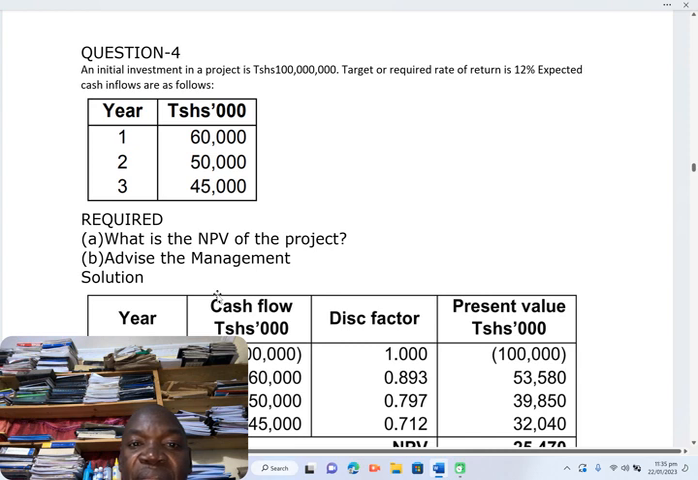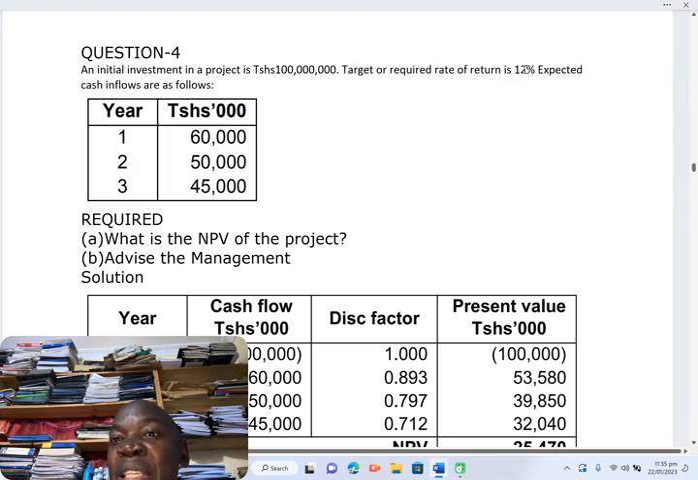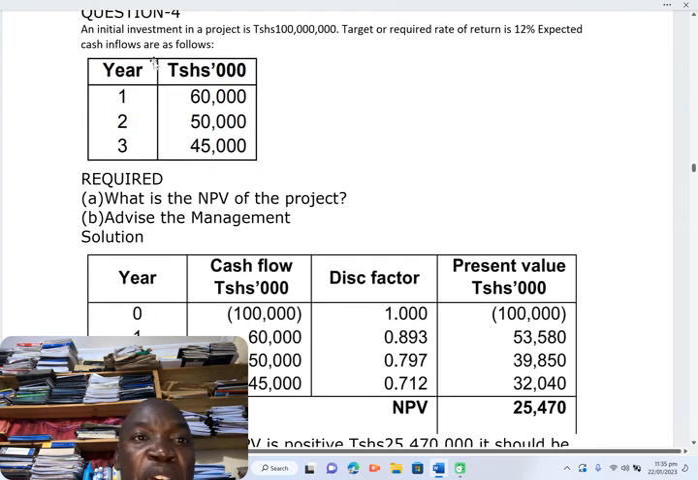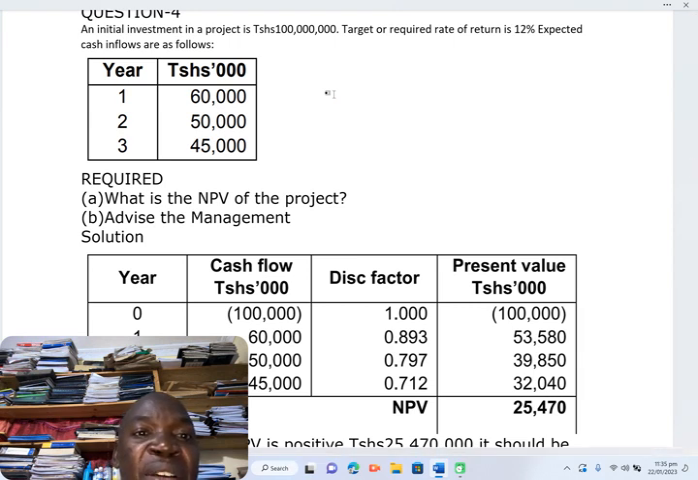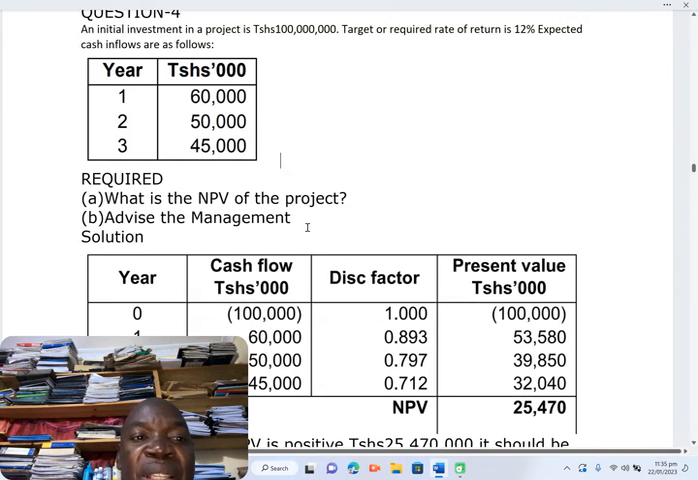Let's see here. Initial investment in a project is 100 million, and then the targeted rate or required rate is 12%. Cash flows are expected to be 60 million in year 1, 50 million in year 2, and 45 million in year 3. What is NPV? And advise the management. So also it's simple here, except you have to look at the way it works here.